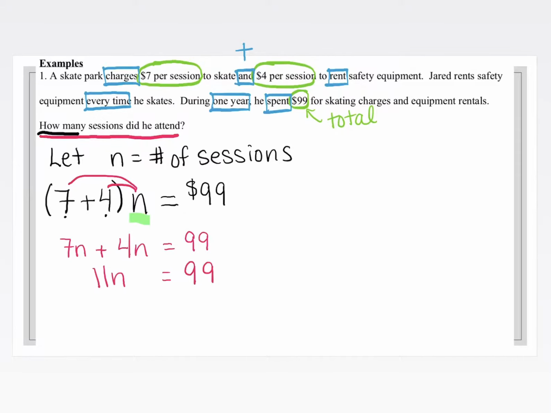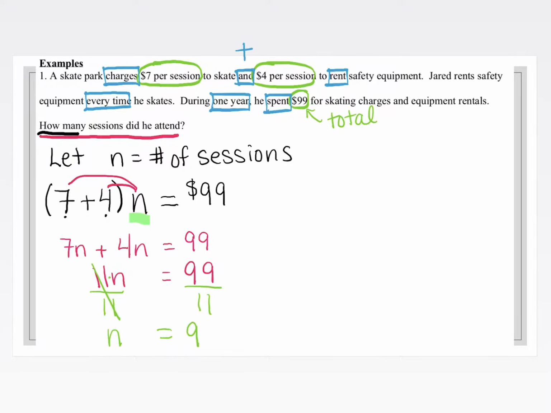Now, since we see that this is really 11 times n, in order to undo this multiplication, we need to do the inverse. So we need to divide both sides by 11 using the property of equality. So what we do to one side, we have to do to the other. 11 divided by 11 is just going to give me my n variable, and then 99 divided by 11 gives me 9.